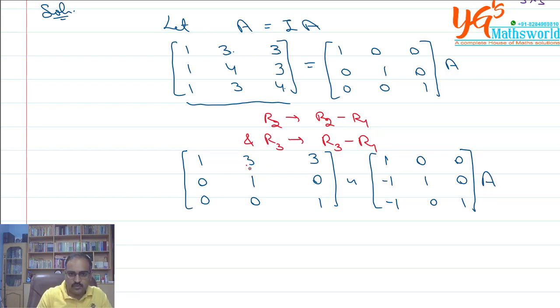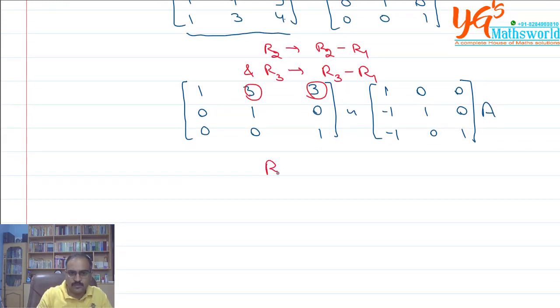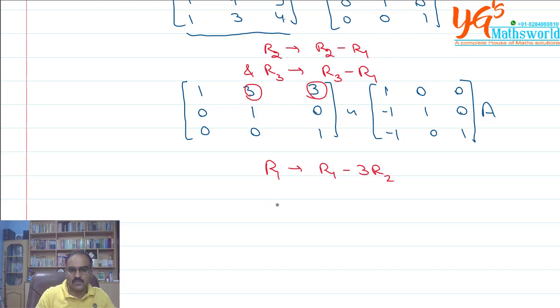Now next step is to reduce these two elements as 0. So first operation will be on R1, R1 minus 3 times R2. Yes, now we have to apply on row R1, that is R1 minus 3 times R2. So it will be 1 minus of 0, that will be 1, 3 minus of 3 0, then it will be 3 minus of 0, that will be 3. So 0 1 0, 0 0 and 1 is similar to the matrix.